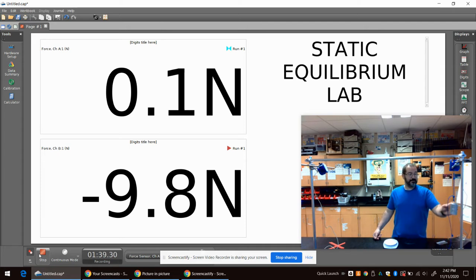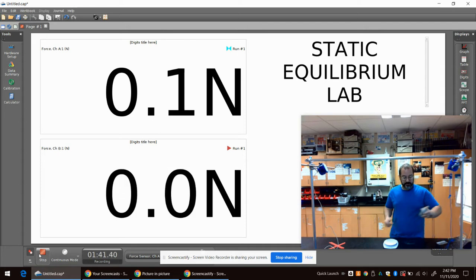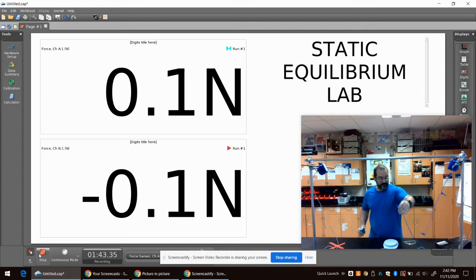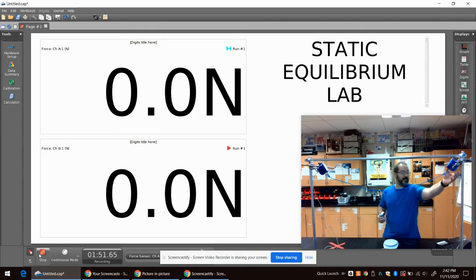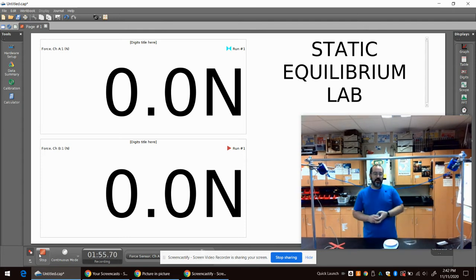Everything is in balance. When I take this string and attach it to both sides of this apparatus and look at the force sensors, I see that the force sensors do read zero. And again, I've tared it just to make sure that we're going to get the best data and nothing is disturbing our measurements. So I'm going to place this mass in the middle.